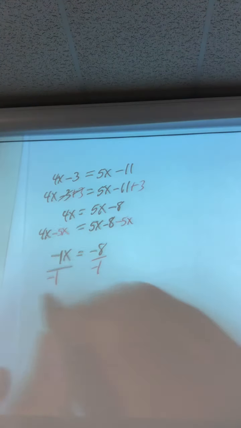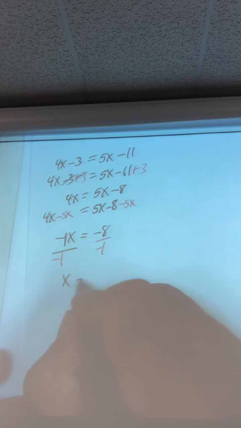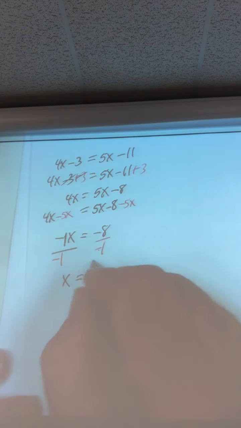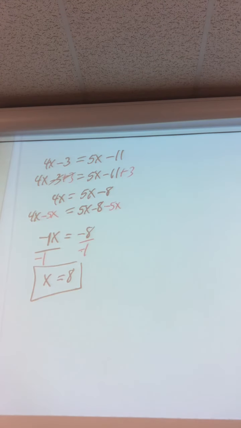Now the negative 1's add out, or cancel, and leave 1x equals, negative over a negative is a positive, and 8 over 1 is 8. Now this answer doesn't have to be a whole number. This could have ended up negative 8 over 13. If it is, that's your solution to the problem.